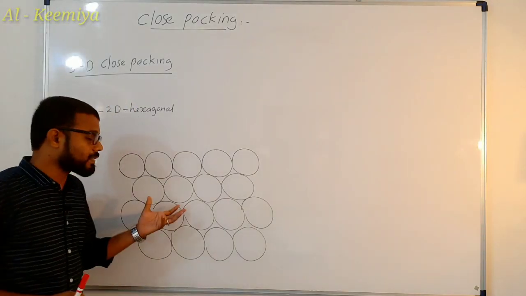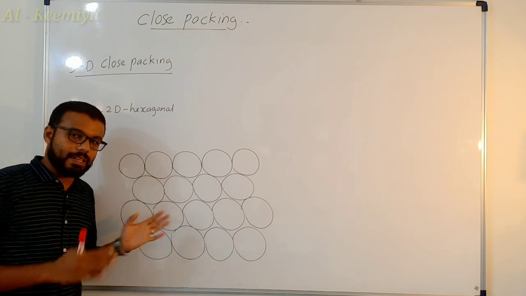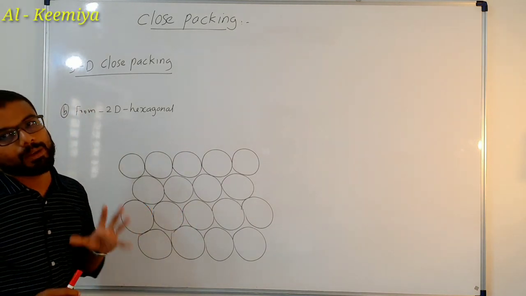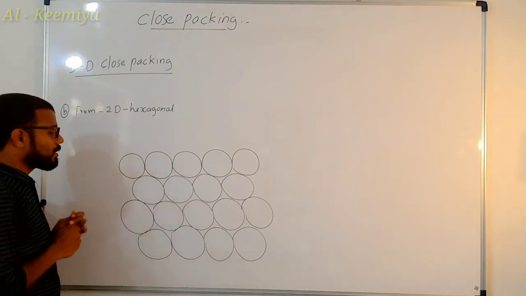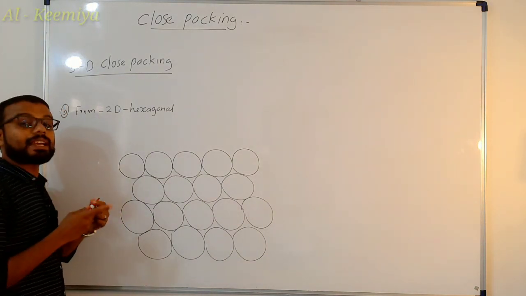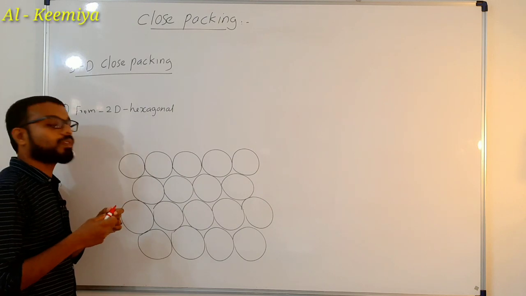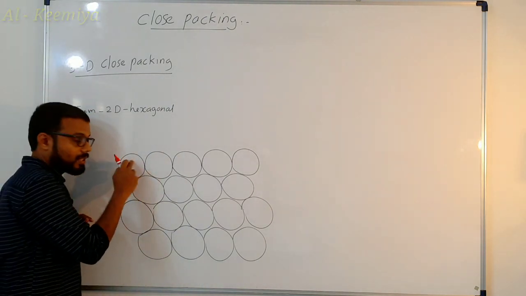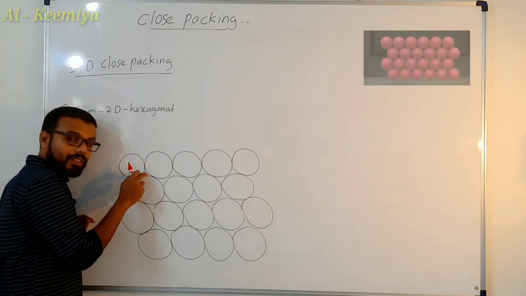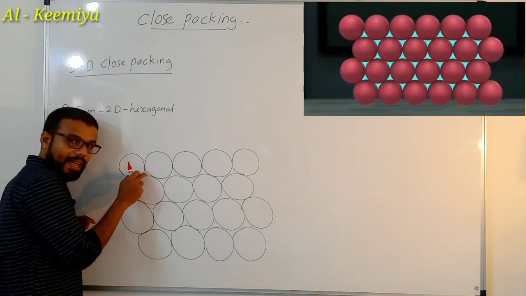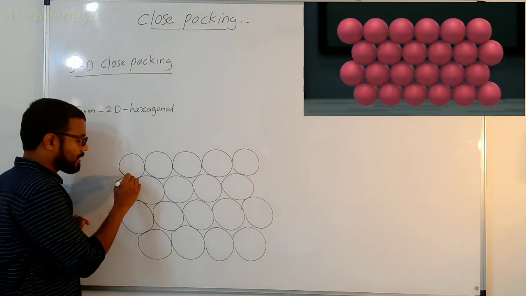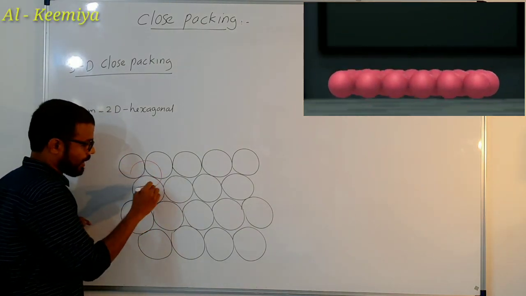See here, this is two-dimensional hexagonal close packing. From this we are going to make three-dimensional close packing. So first we are placing the second layer in the depressions of the first layer. This is the first layer. The gap between these 3 spheres is called a triangular void. So we are placing the second layer over that triangular void.